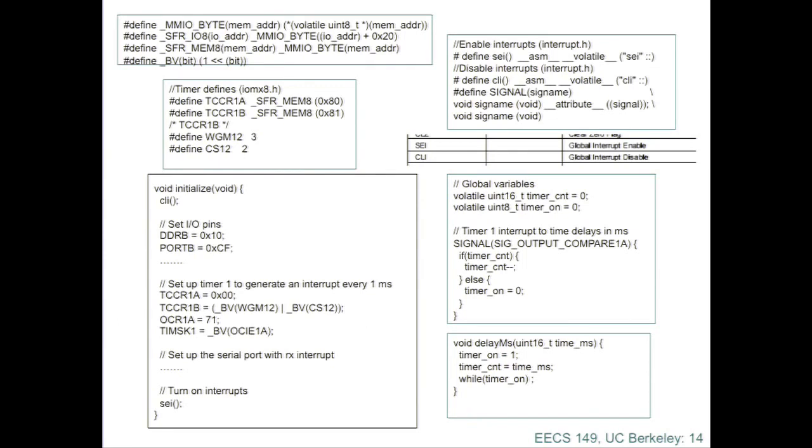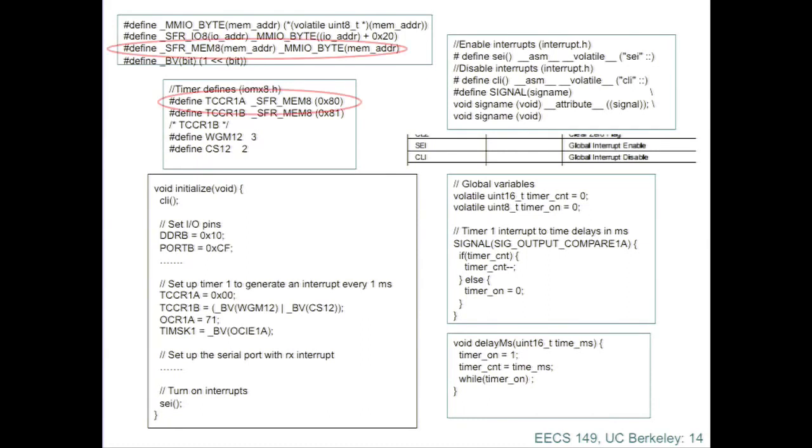So there's TCCR1A, which happens to be what was on the left-hand side of that assignment statement. And guess what it's defined to be? Well, it's defined to be _SFR_mem8 parentheses 0x80. Still not valid C code. So you've got to go find out what this _SFR_mem8 is. And in another file, you can find that.